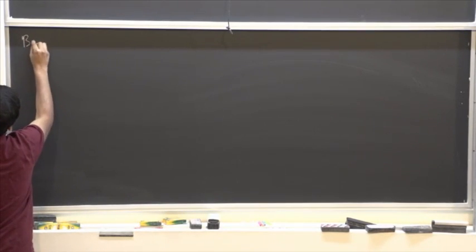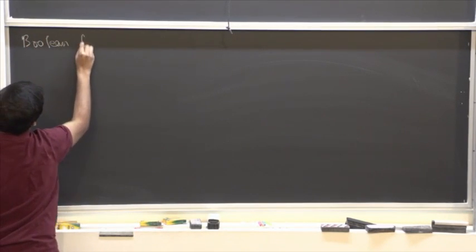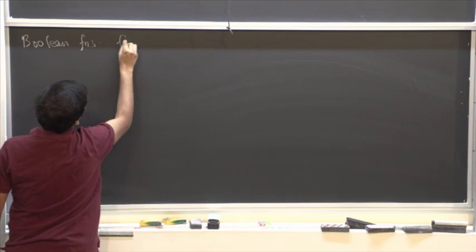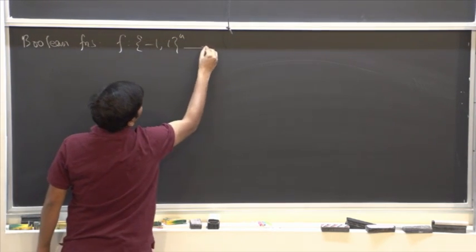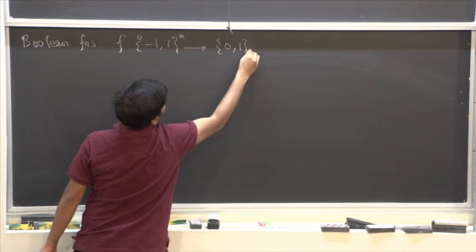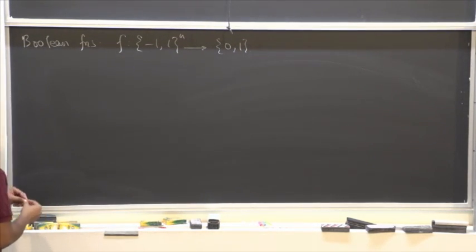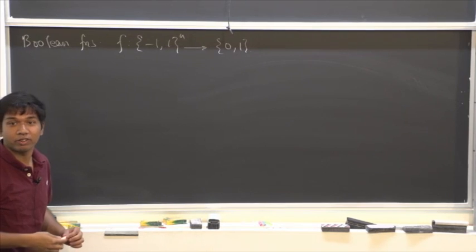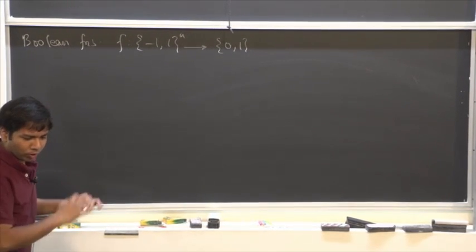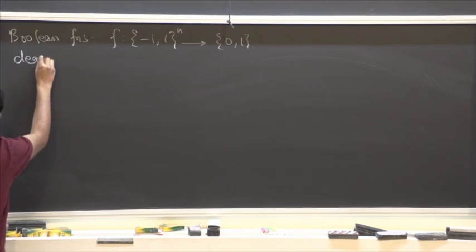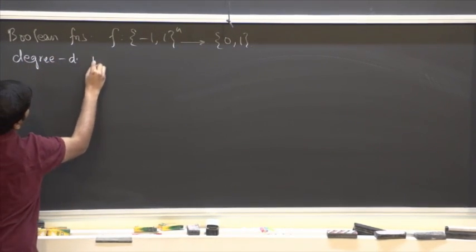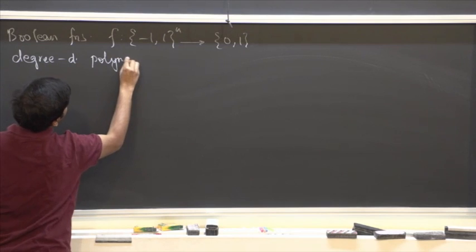So we're going to consider Boolean functions on the hypercube, meaning functions which map {-1, 1}^n to {0, 1}. And the classes of functions we'll be interested in will be the following three or four classes. One is degree D polynomial threshold functions.